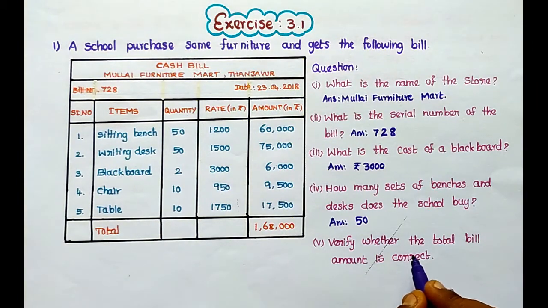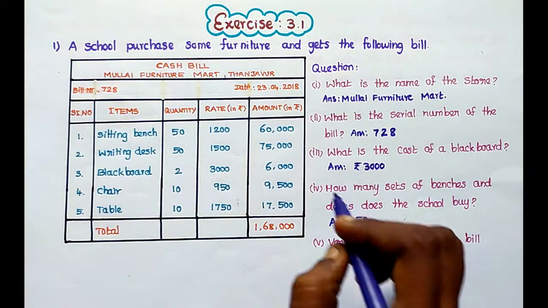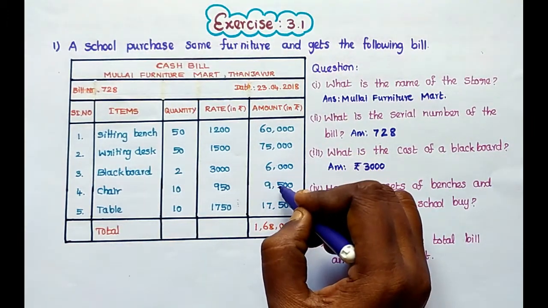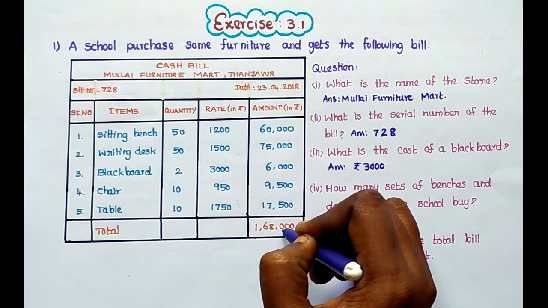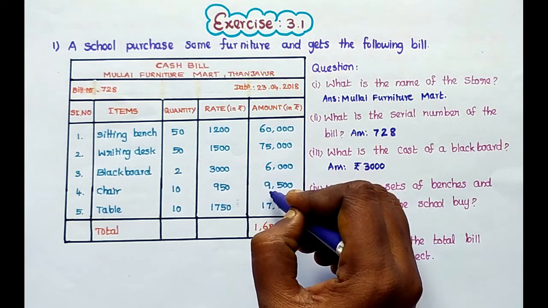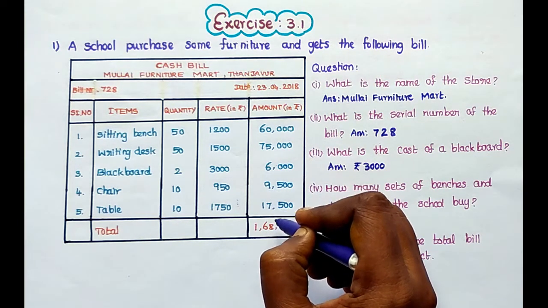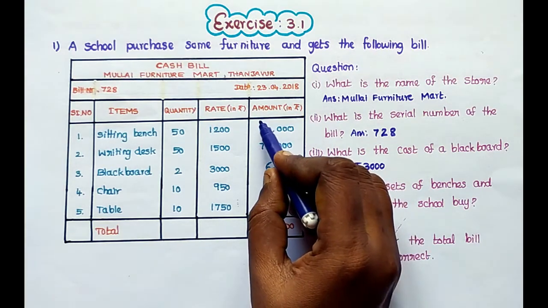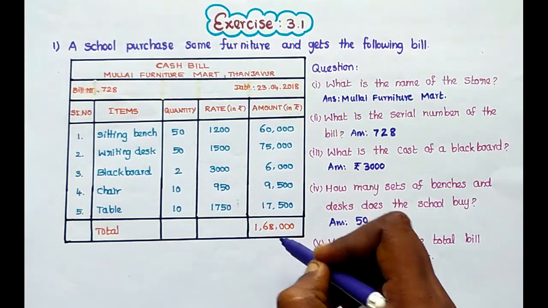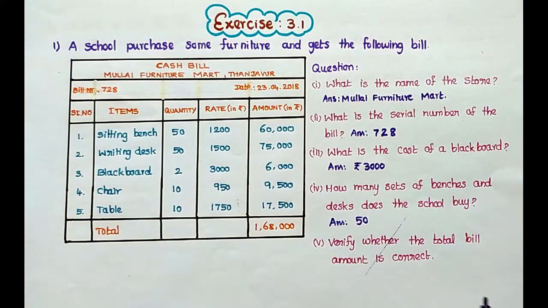Next, verify whether the total bill amount is correct. Add this amount. 0, 0. Here 5 plus 5, 10. Here 0, carry over 1. So 1 plus 5, 6. 6 plus 6, 12. 12 plus 9, 21. 28. So carry over 2 again. 2 plus 6, 8. Plus 7, 15. 16. So 1,68,000. Answer: correct. That is the answer.